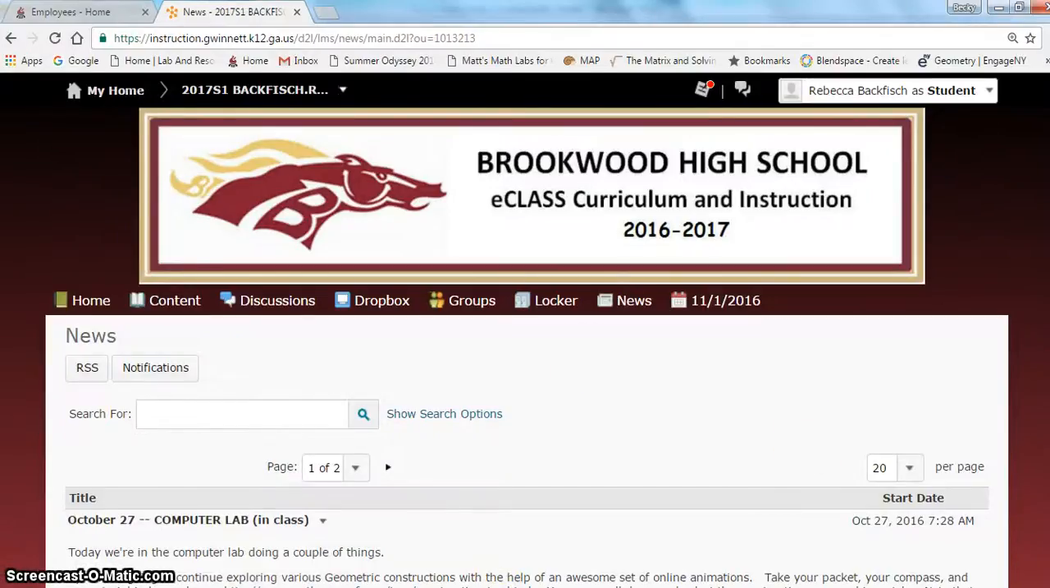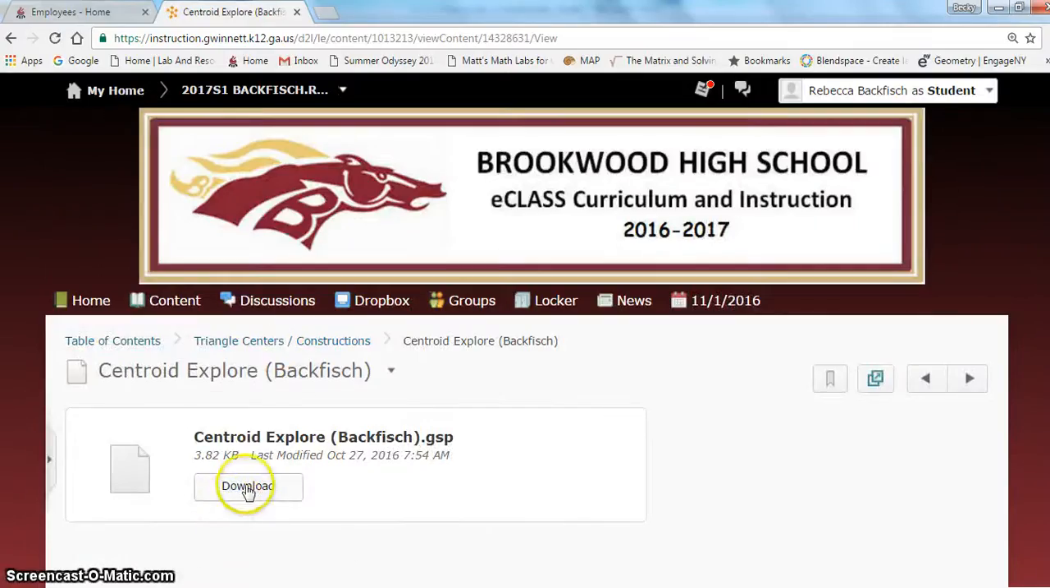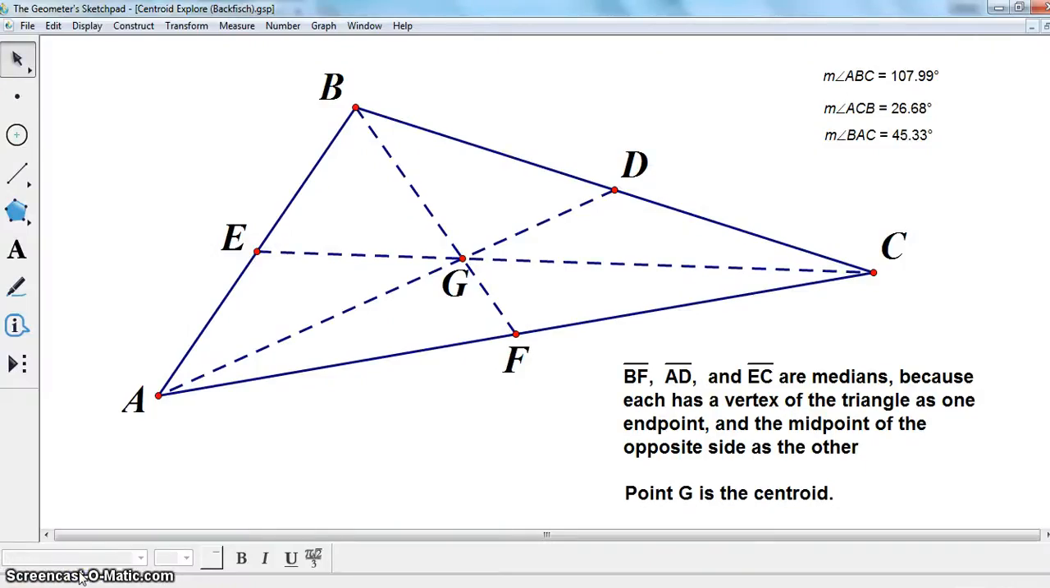Next, we have the centroid. Here's the centroid. These are medians. Okay, point G is the centroid. Right now, this is obtuse. You see this angle up here, 107? So that's an obtuse angle. So it looks like when it's obtuse, G is inside the triangle. Okay, so we just need to figure out acute and right.